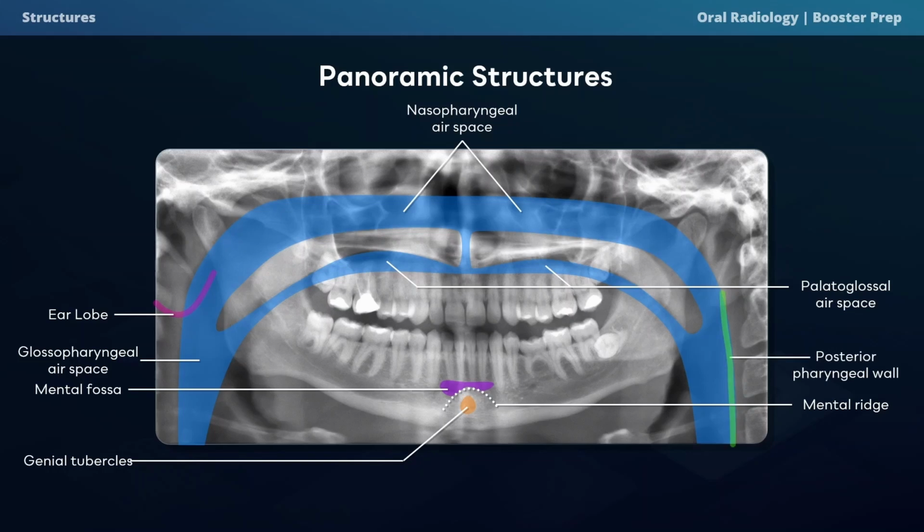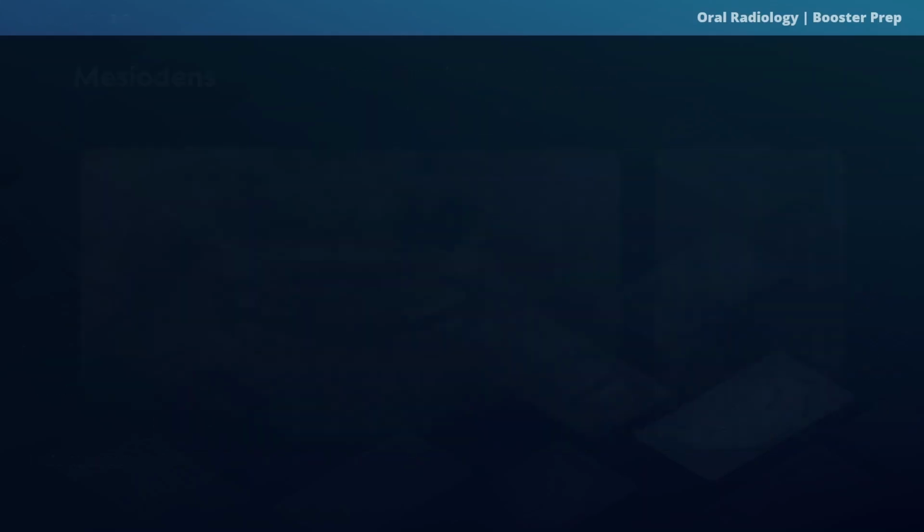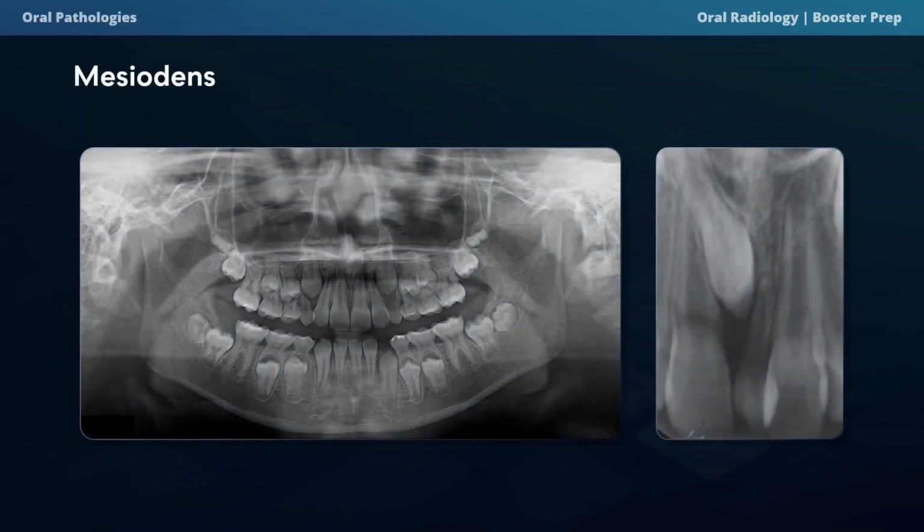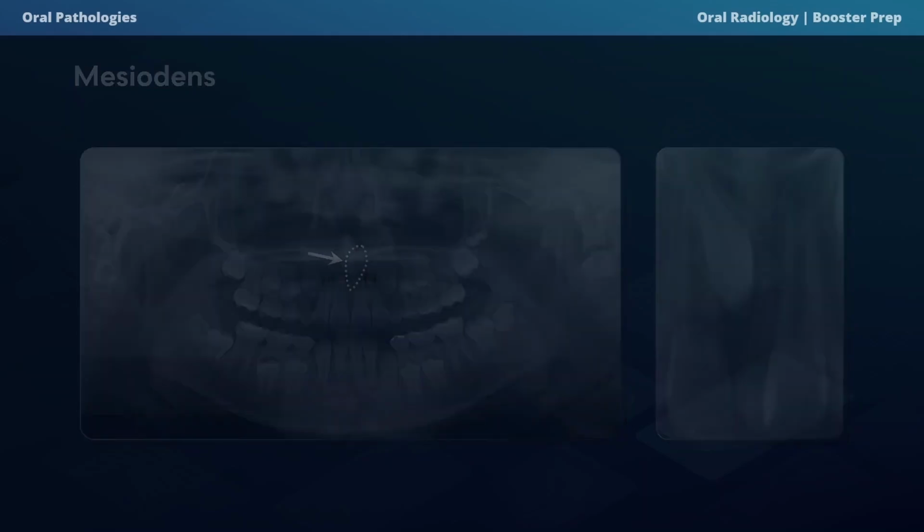However, we can also see dental anomalies and pathologies when we look at a panoramic image, so let's go ahead and take a look at some of those. The first example is a mesiodens, which is a type of supernumerary tooth that appears between the permanent maxillary central incisors, and on this radiograph you can see it clearly positioned right at the midline.